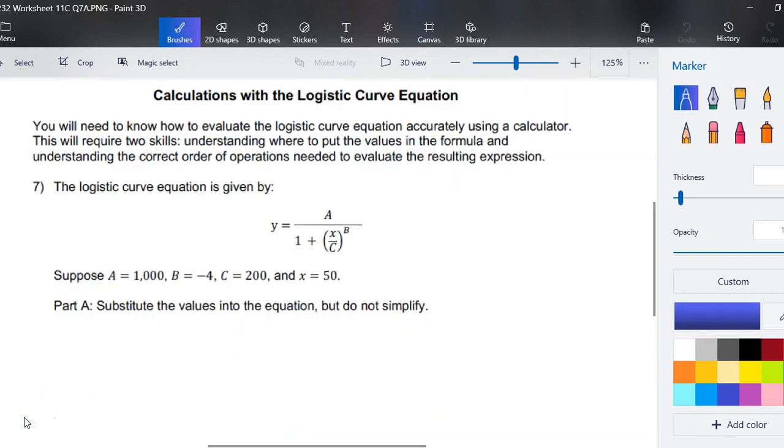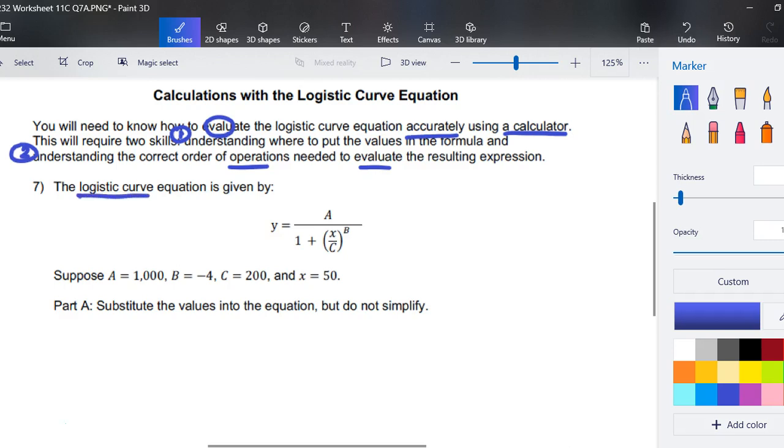In your 1332 class, you're also going to be working with the logistic curve equation. And we're going to need to know how to find a value of this logistic curve equation accurately using our calculator. It's going to require 2 skills. First, understanding where in the world do I put all of these values in the formula. And then second, once I get all those values in there, how in the world do I have the correct order of operations that are going to be needed to evaluate the resulting expression?